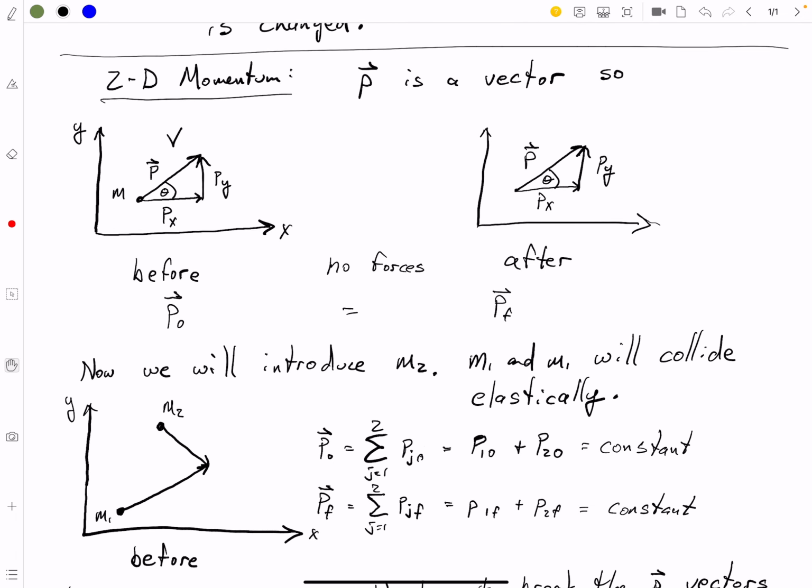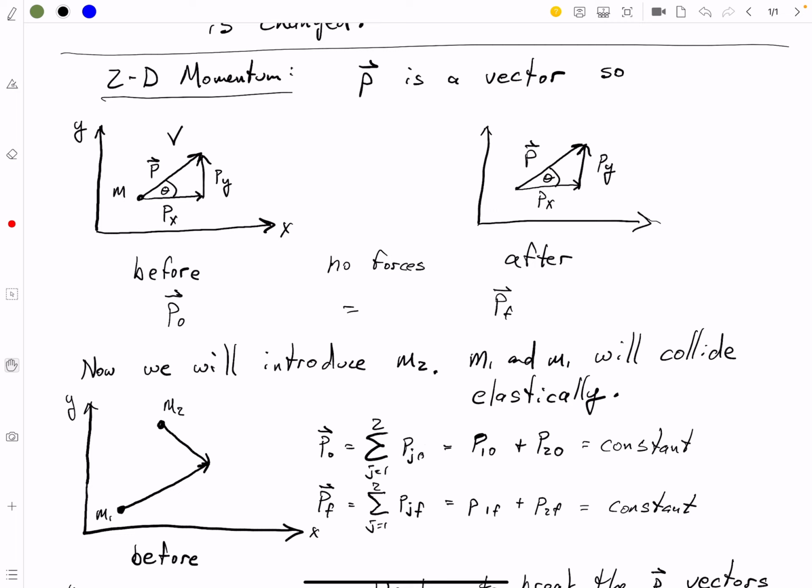So now we've got 2D momentum. So let's look at these things in 2D, because P is a vector, right? So we've got this vector, and now let's think of this as we're dealing with the blue particle again.